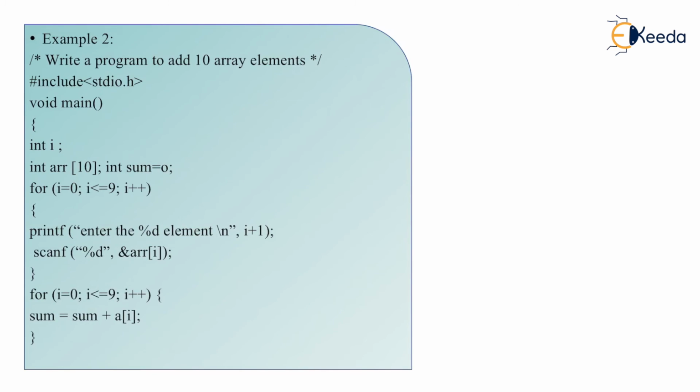See what we are doing here. We have declared one variable int i, then an array variable arr[10]. Then, as for the normal sum of any elements, int sum is equal to 0. Then for i equal to 0, i less than or equal to 9, i++, printf enter the %d element, i plus 1, scanf %d, array[i]. So this block of code is used for input of elements.